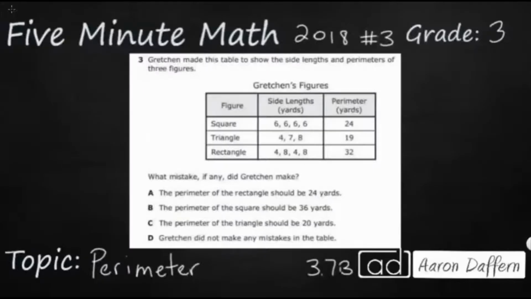Looking at the third grade concept of perimeter, this is standard 3.7b in the great state of Texas, and we are using number 3 of the 2018 released STAR test. If you have not done so already, please go ahead and take a moment to pause the video, work this problem out on your own, unpause it, and then we will look at our answers together.